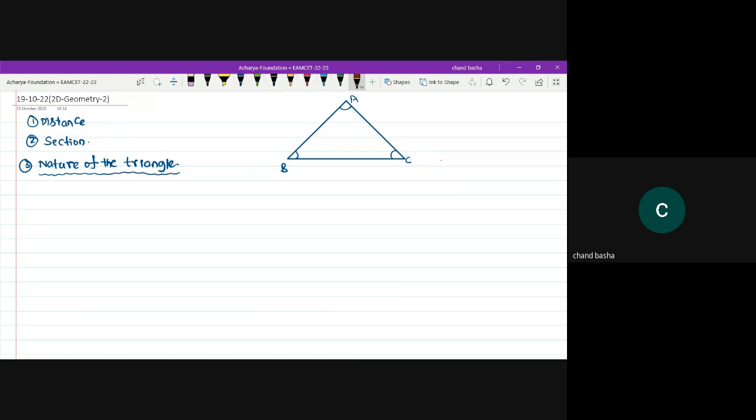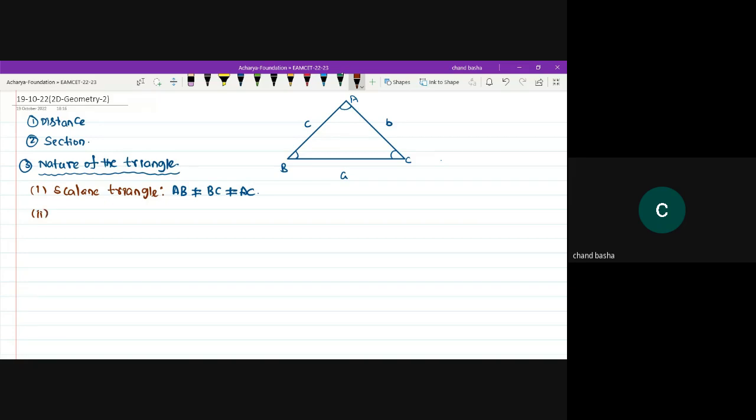The first type is the scalene triangle. Everyone knows this triangle. Here all the three sides are different. For example, the length of AB is not equal to the length of BC, which is not equal to the length of AC. Suppose this length is a, this length is b, and this length is c. If the lengths are 2, 3, and root 5, all the three sides have different lengths, and we call it a scalene triangle.